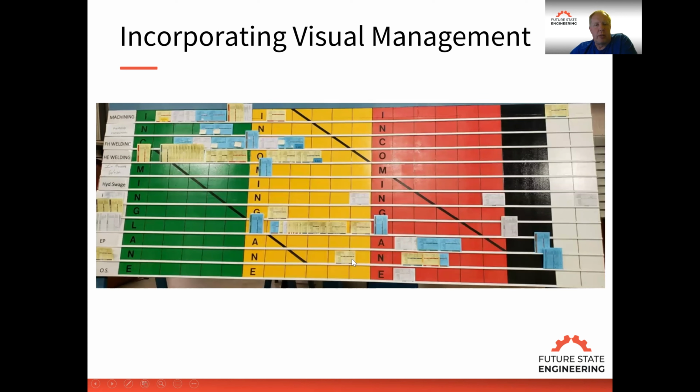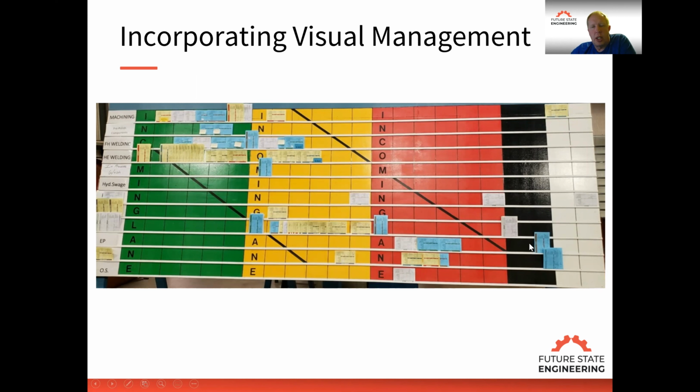Here's an example of visual management that I helped a company install in their business, and it's their scheduling board. It's a visual scheduling board. The process steps are down the left-hand side here. Each card represents a work order in the system. Different colored cards represent different product families. As the cards complete the operation, they move down the board and they move to the left as time moves on. We use a simple color code system: green, yellow, red, and black.